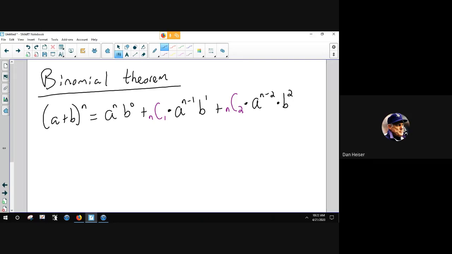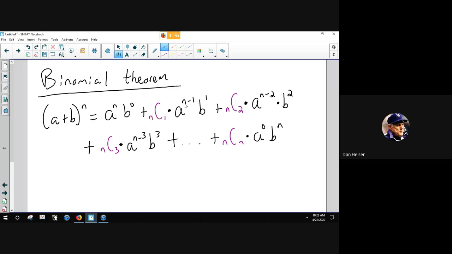Now we have NC2. A gets 1 less power than it did before, so now we're at n minus 2. B is now squared because it has 1 more power. Here comes NC3. A gets 1 less power again. B gets 1 more power again. How far do we go? We keep going until we get to NCN, which is just 1. A to the 0, and B getting all the powers. That's when we stop. So if we have a 5th power, this would be A to the 5th, B to the 0.